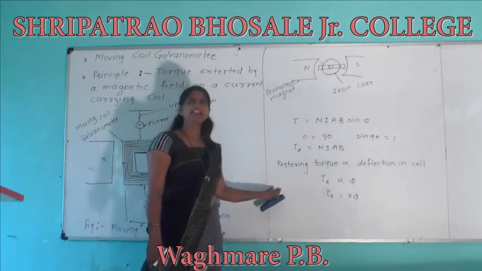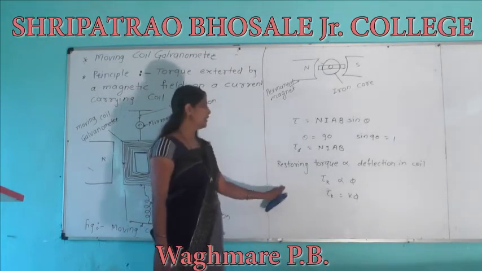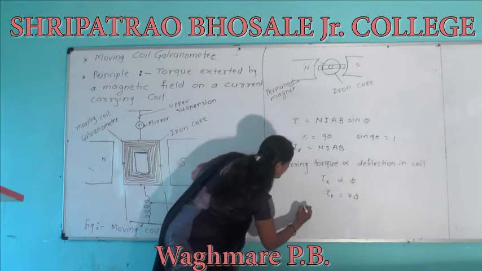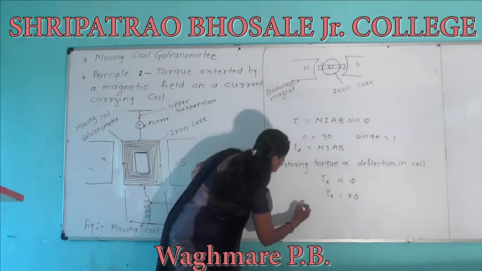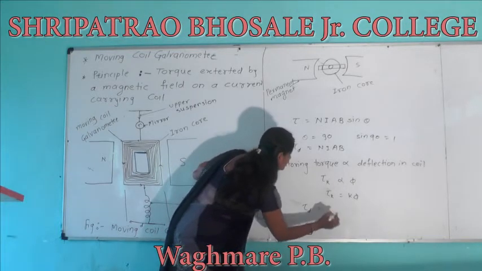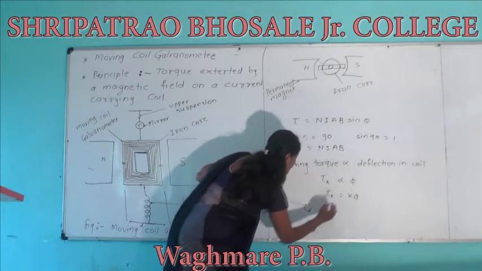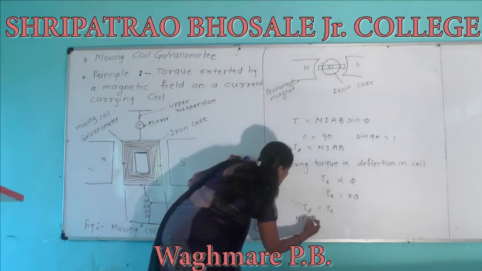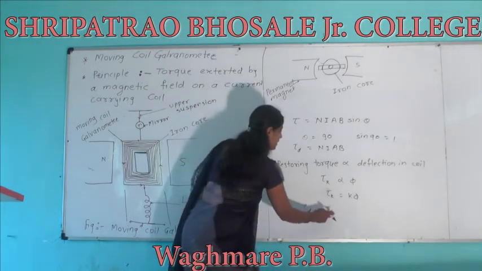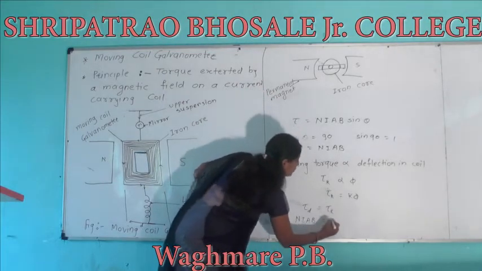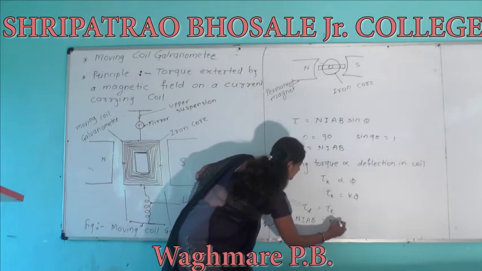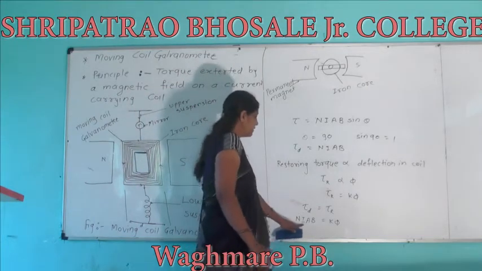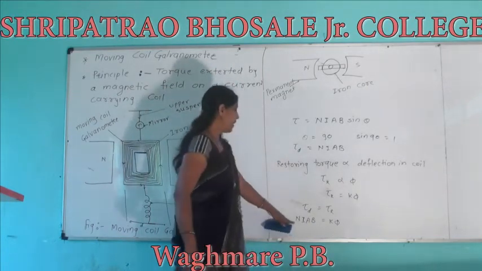And we know that the restoring torque is equal to the deflecting torque. Therefore, putting the value of deflecting torque, that is NIAB, equal to the value of restoring torque, K phi, we can find the formula of I by using this equation.